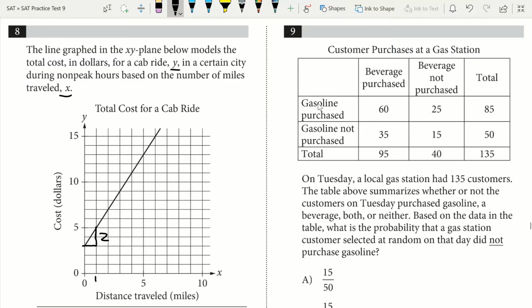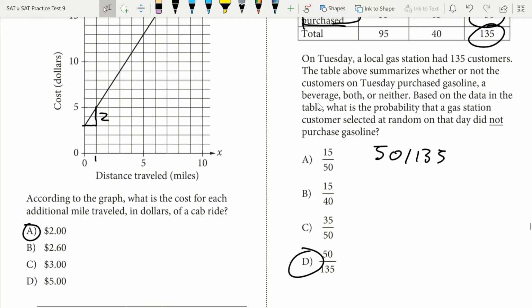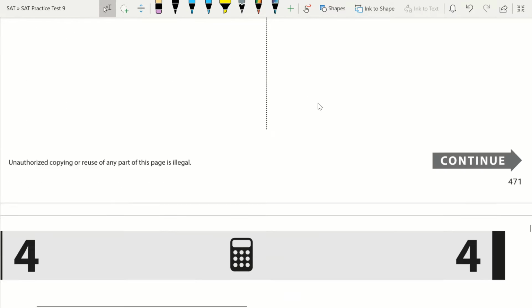Okay, well, my gasoline not purchased row is right here, right? So 50 people didn't purchase gasoline out of our total 135. So it's going to be 50 over 135 is going to be my probability, which is answer choice D. Okay, question 10.